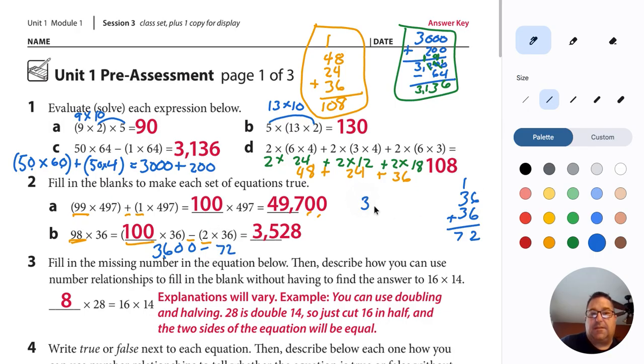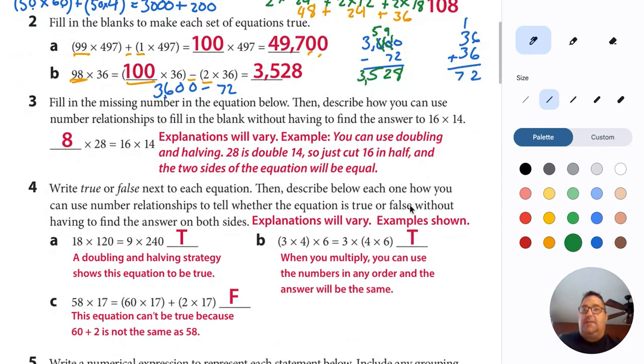And then let's take a look at that. 3,600 minus 72. Again, we've got to do some regrouping here. We're going to take that 6. We're going to take one of those groups away and give it to over here. Now we have 10 groups of 10, but we really need 10 ones over here. So 10 minus 2 is 8. 9 minus 7 is 2. Then we have our 5 and our 3. So that's how we get to that answer. Okay?